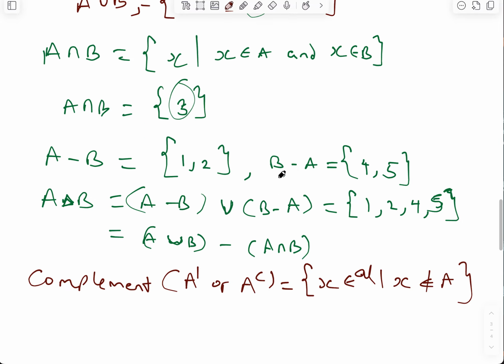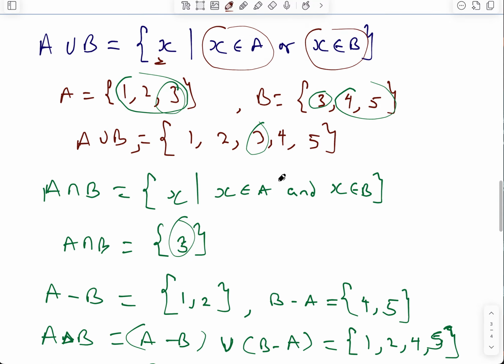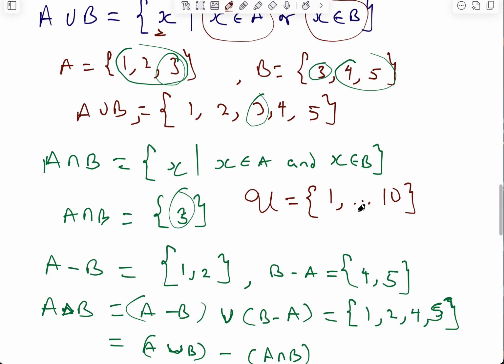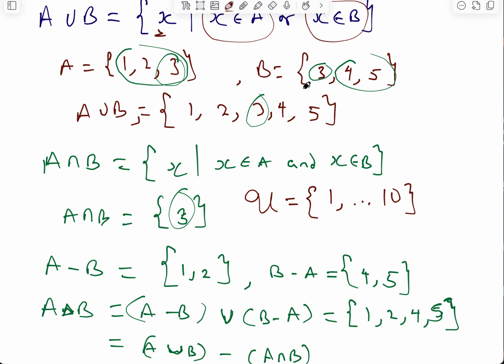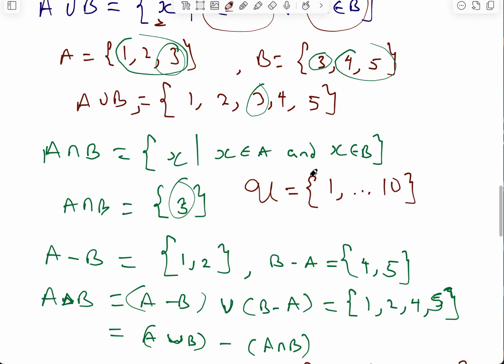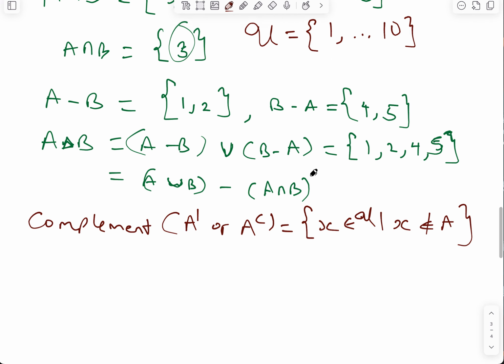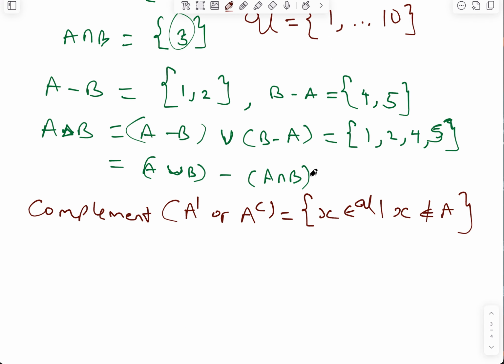Let's say my universal set, which I didn't list here, was actually all integers from 1 to 10. So when we say A complement, A is 1, 2, 3, so the complement of A will be everything from 4 to 10. That is what complement is. Complement is simply all things that belong to the universal set but do not belong to that set.